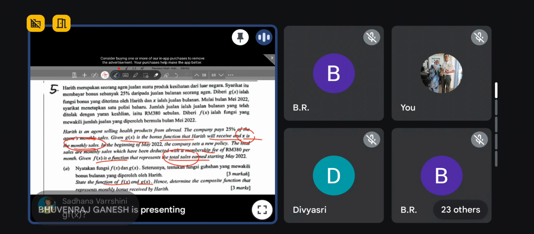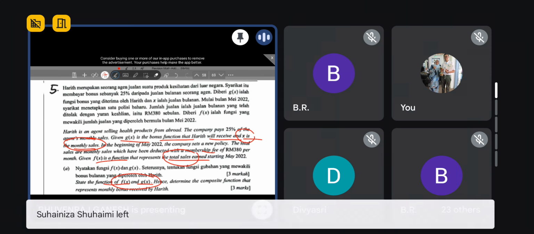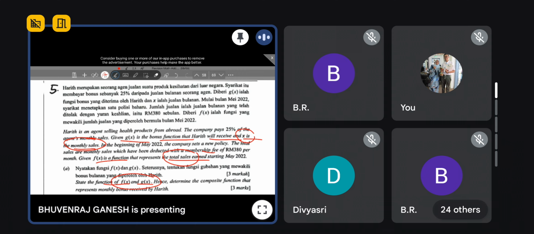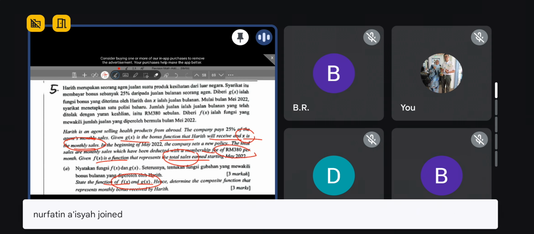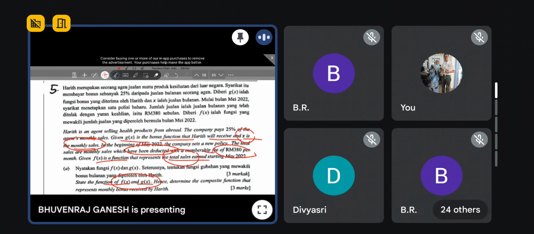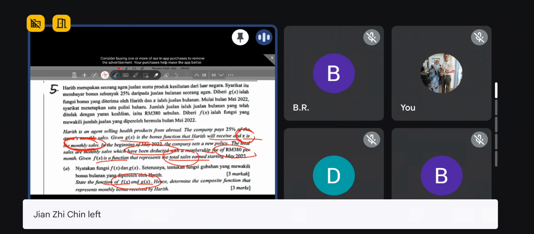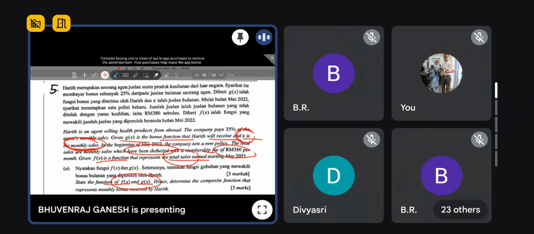Yes, before that, we must answer this part first, fx and gx, before we form the composite function. Okay, so you will take fx equal to x. So guys, do you see this? Dia ditolak dengan RM 380 per month. So guys, x is the monthly sale. Then you minus 380 per month. So that means fx is equal to x minus 380. Do you guys get it? So jawapan dia fx sama dengan x tolak 380. The total monthly sale minus the membership fee 380.